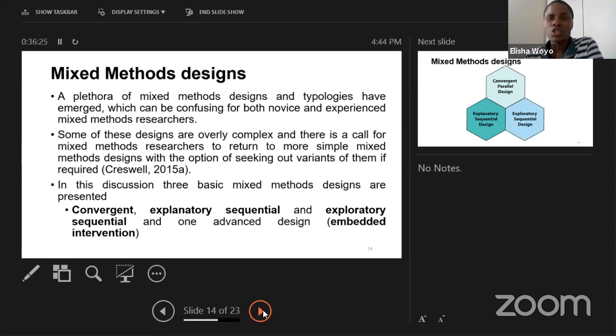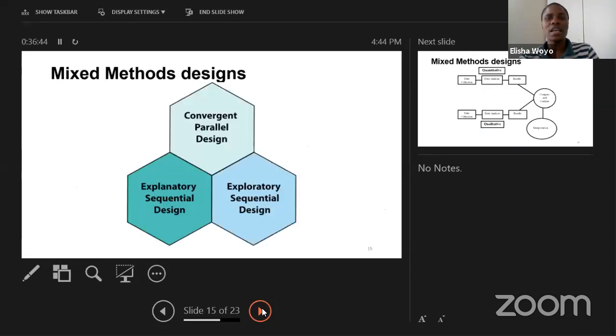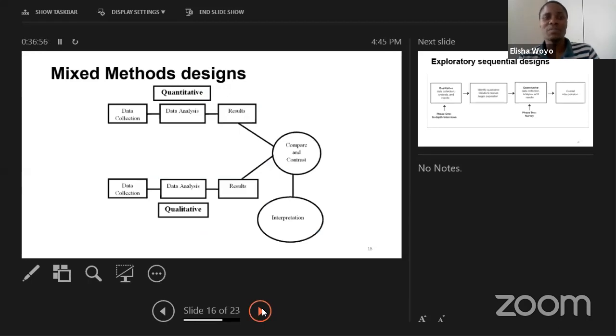In this discussion, we are going to go through the idea of convergent, exploratory sequential, explanatory sequential, and perhaps look at the embedded intervention, which I said is more advanced. These are the designs that are more popular among mixed methods researchers, and we want to go through each one of them. So where I would start here, before I give Dr. Mare some time, is what we call a convergent parallel design. It is a convergent parallel design.